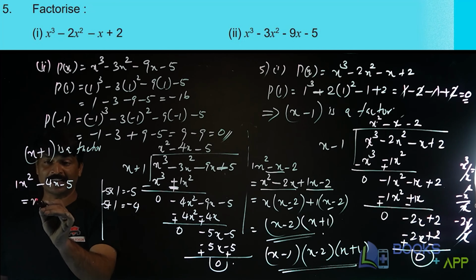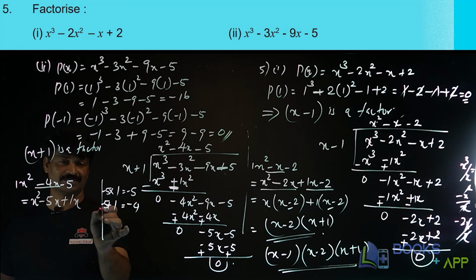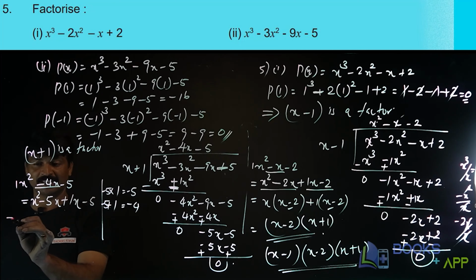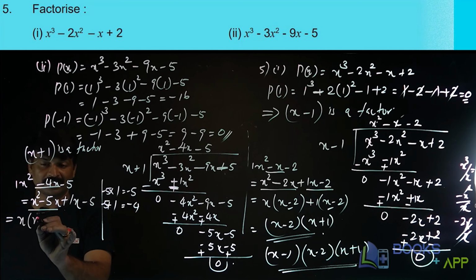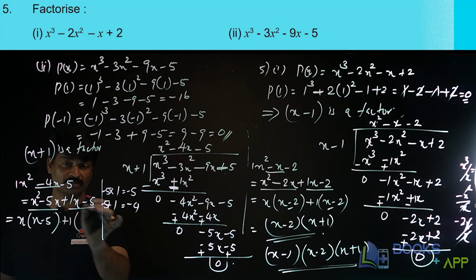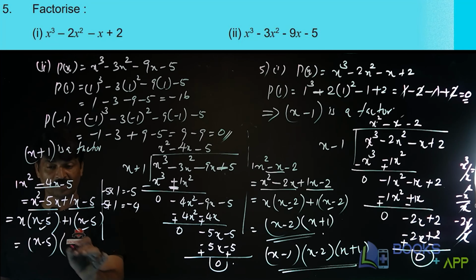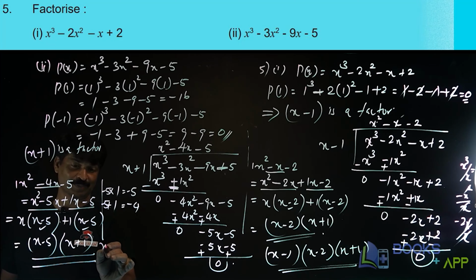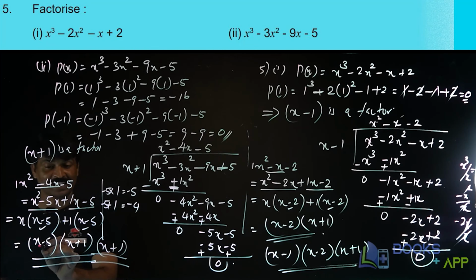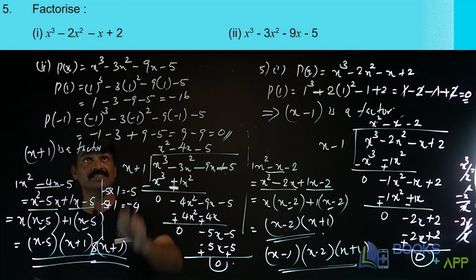So this becomes x square. Instead of minus 4x, what you can write? Minus 5x plus 1x. Okay, then minus 5. That is equal to, what is common? x is common: x minus 5. What is common? 1 is common, isn't it? 1 is taken outside from these two terms. So it becomes x minus 5. You see, x minus 5 is common. So x minus 5 is taken outside. What is remaining? x plus 1. So you got three factors. First one is x plus 1. The other two factors are x minus 5 and x plus 1. So thus we have factorized the given polynomial.